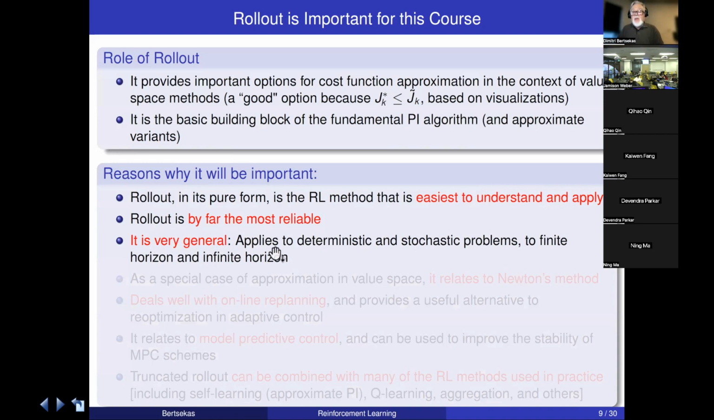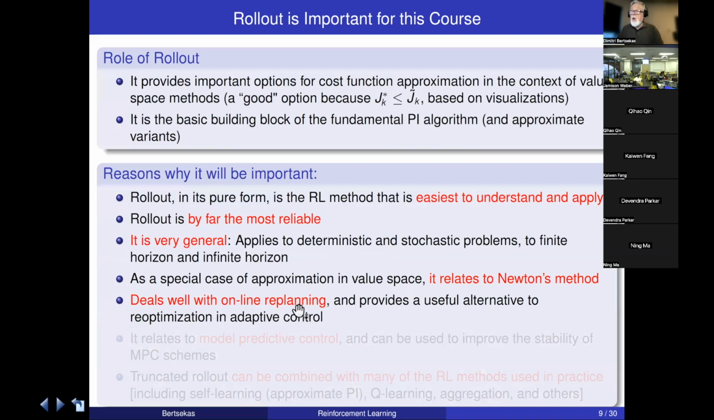Okay, Rollout is very general because it applies to deterministic problems, stochastic problems, finite horizon, infinite horizon. It applies to control problems, but in the context of model predictive and adaptive control. So that's another advantage. It relates to Newton's method. That's part of the theoretical underpinning of the method.